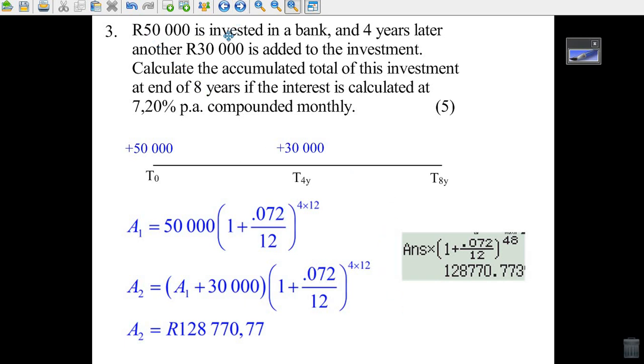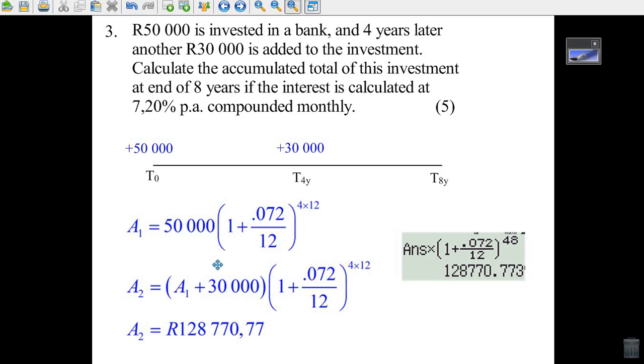If you have 50,000 Rand and it gets invested in a bank, and then 4 years later, another 30,000 is added to the investment. Calculate the accumulated total of the investment at the end of 8 years if the interest is 7.2% compounded monthly. Well, you need to draw a line to make sense of this thing. In the beginning, 50,000 gets added. So I draw a picture like this. Then after 4 years, another 30,000 is going to get added. Now, after 8 years, that'd be another 4 years. There's the money that we're going to end up with at the end of 8 years.